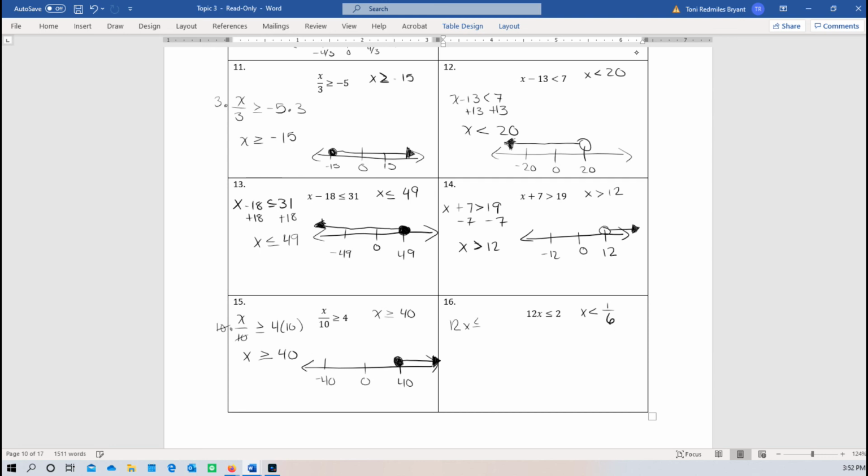This one's going to end up a fraction. I have to divide both sides by 12. And I'm going to go ahead and reduce that by dividing both top and bottom by 2. And that is going to become 1/6. It's also equal to it, and x is the numbers less than. Okay, it's less than 1/6, so that's 0, negative 1, negative 1,000, negative a bajillion, everything to the left of the dot.